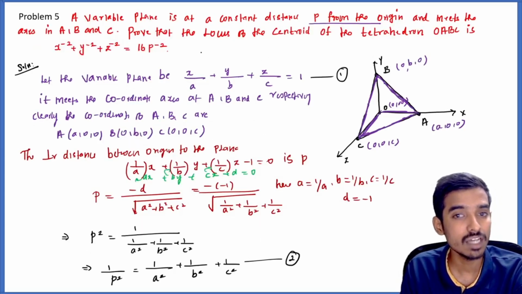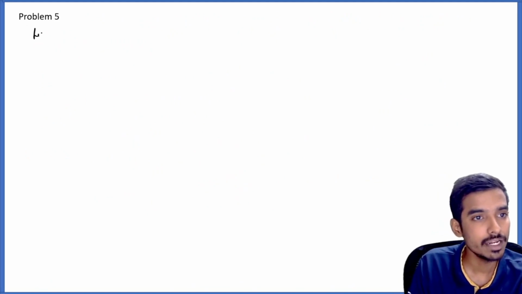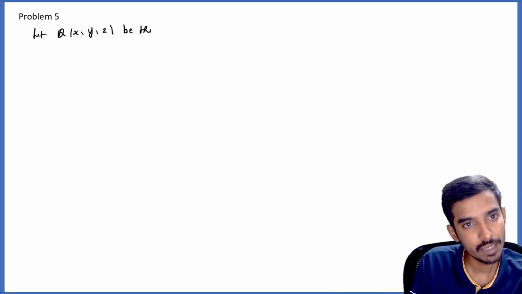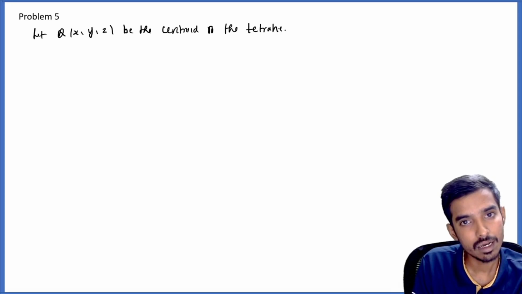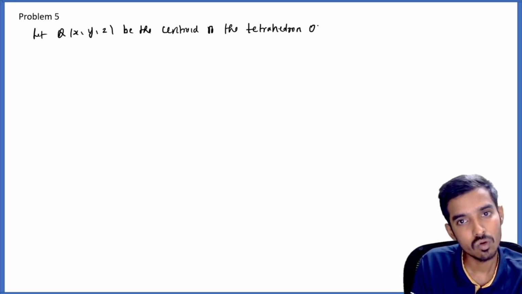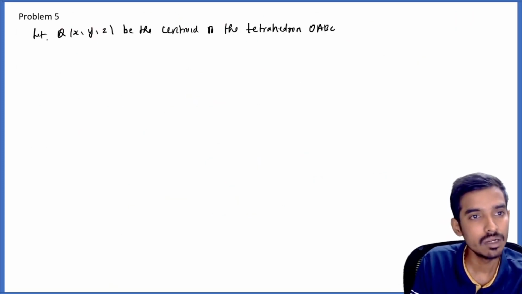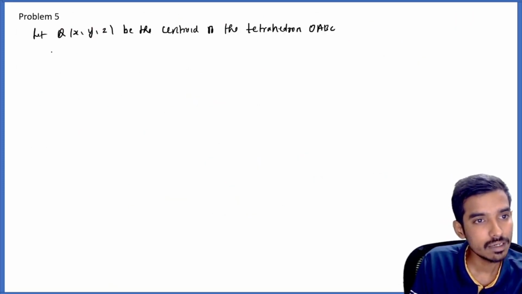Now we need to find the locus of the centroid of the tetrahedron, right? So let Q of x comma y comma z be the centroid of the tetrahedron OABC, right? OABC is a tetrahedron.